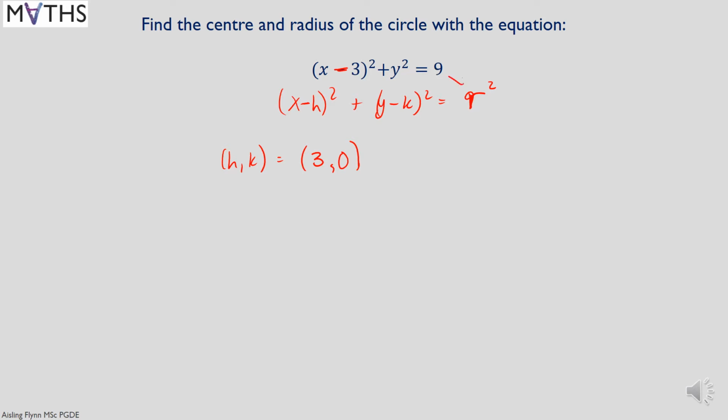And then by comparing the right hand side, we see that r squared equals 9. So r will be the square root of 9. So r equals 3. So there we have the centre and the radius of this circle.